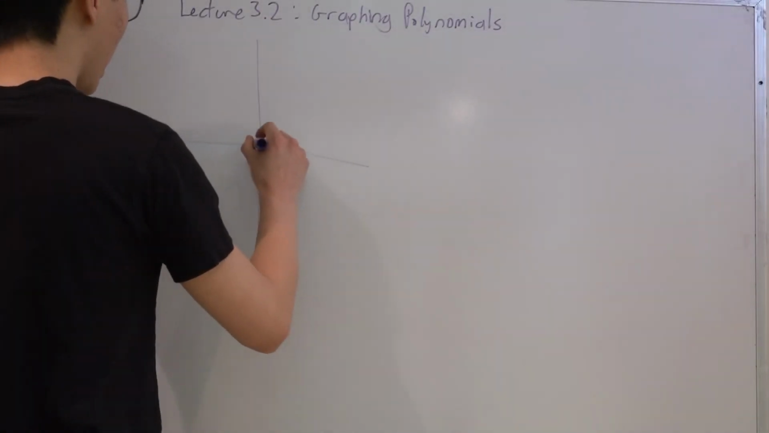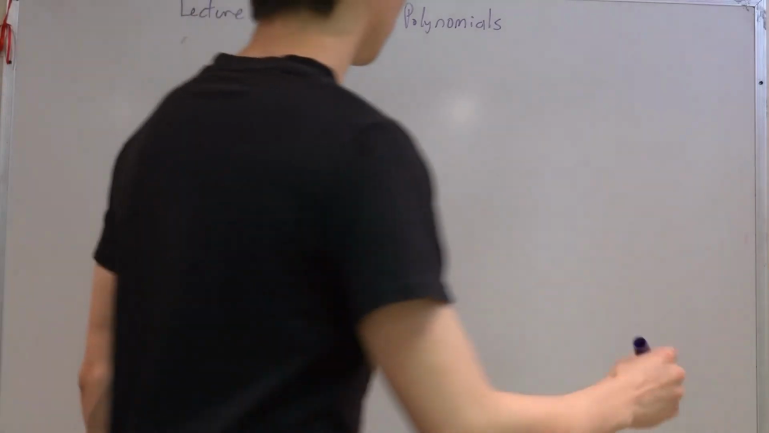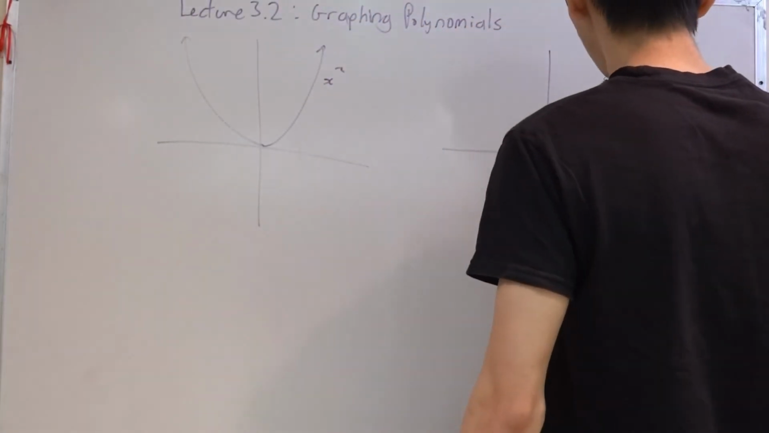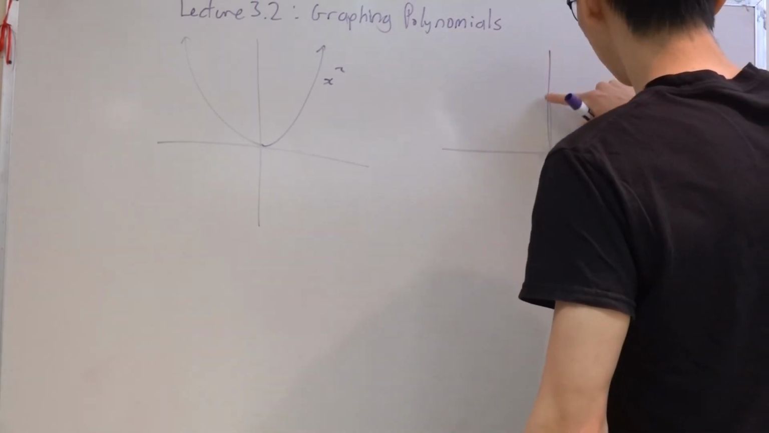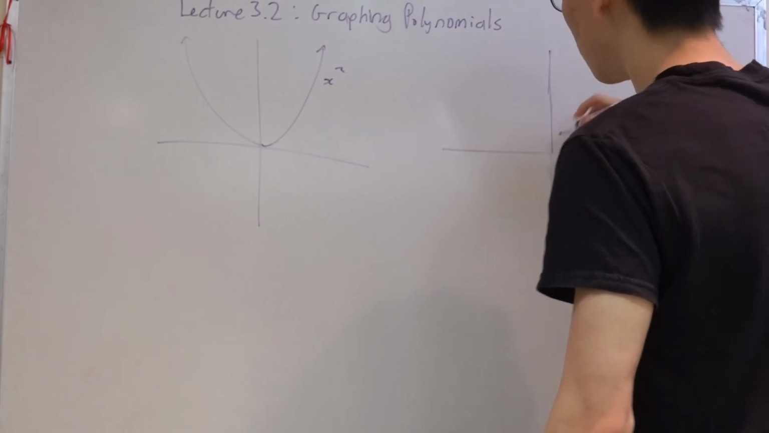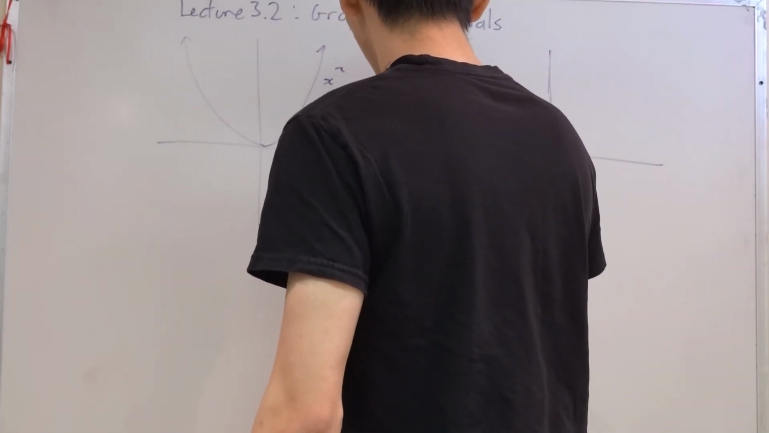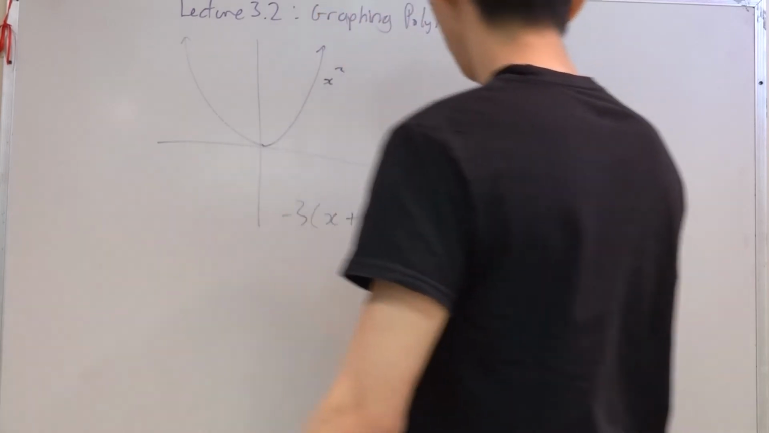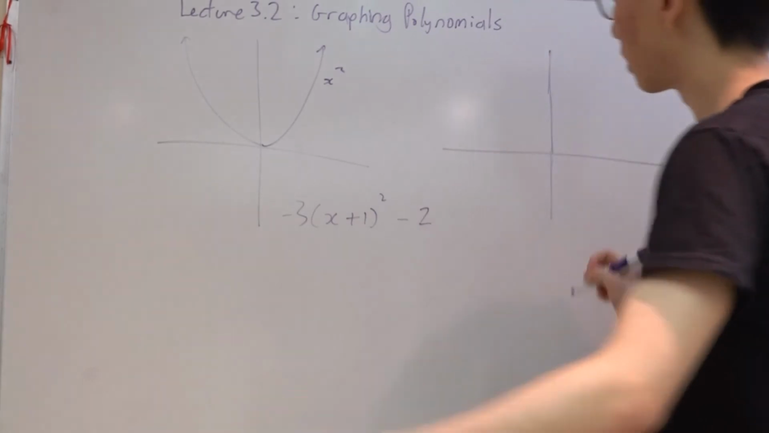So for example, you already know that if I give you x squared, you can graph any sort of transformation of x squared, and it's not too difficult. So for example, let's say I ask you to graph negative 3 times (x plus 1) squared minus 2, for example.